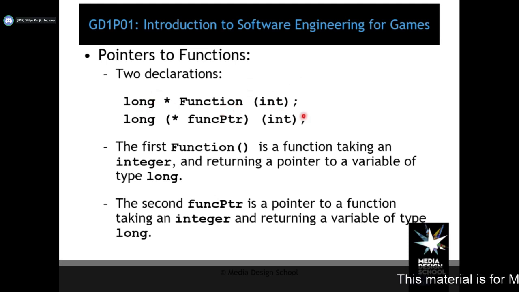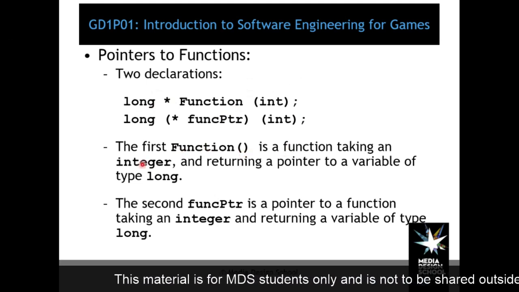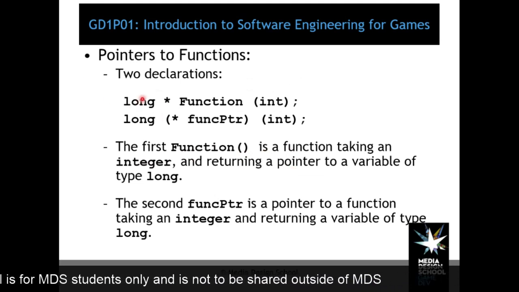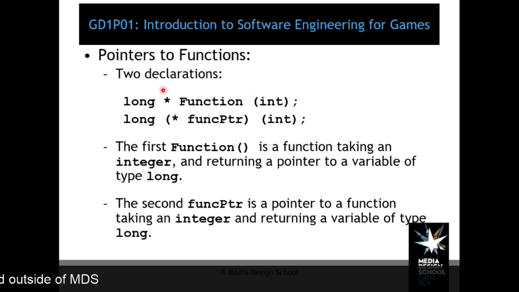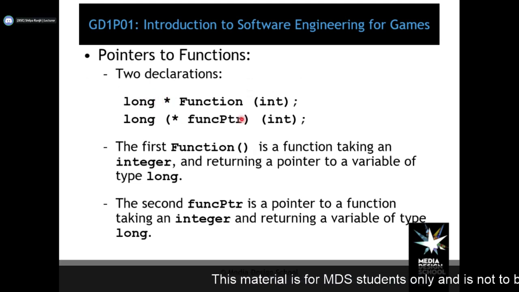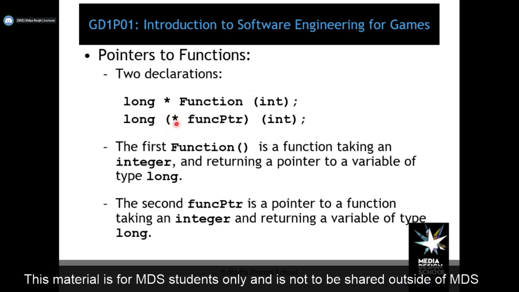Do you understand what the first one means? This is a normal function. The first one is a normal function which takes an integer argument and returns a pointer to a variable of type long. What about the second one? The first one is not a function pointer at all. It is just a normal function which returns a pointer that holds the address of a long data type. Whereas the second one is a function pointer, because the parenthesis binds the name and the asterisk.